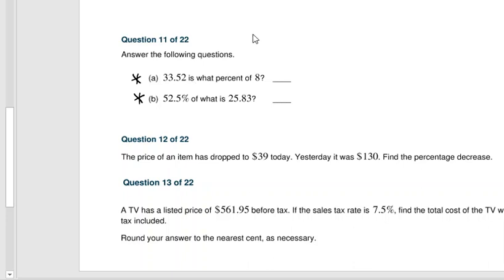Remember that when you're writing the equations, you replace the word is with an equal sign. You replace the word of with multiplication. You replace what, anytime it says what number, what percent, or just what, with an X. So 33.52 is, that's going to be an equal sign. What percent, that's going to be our variable. And then the word of, right here, means times. So here we go.